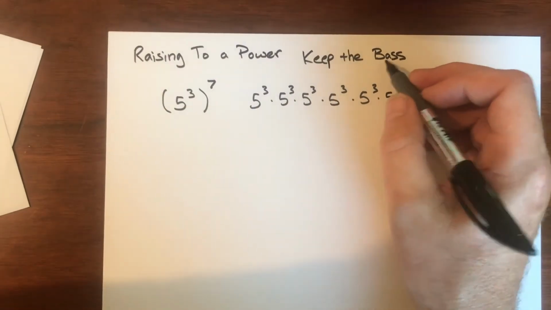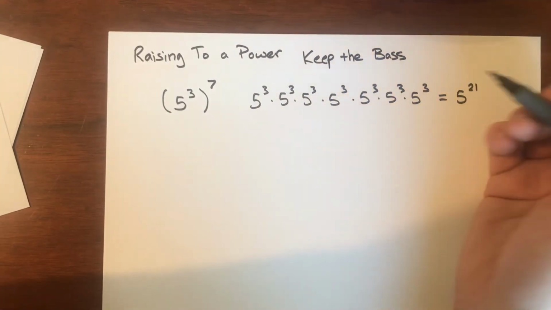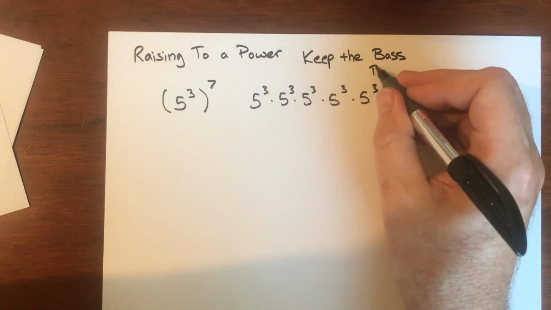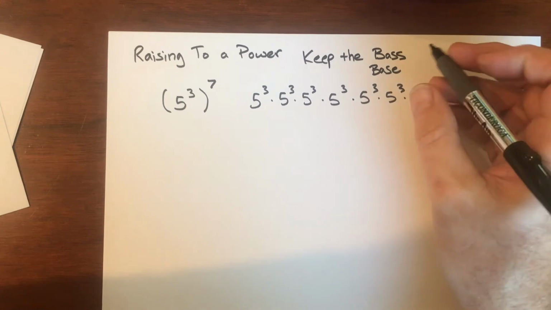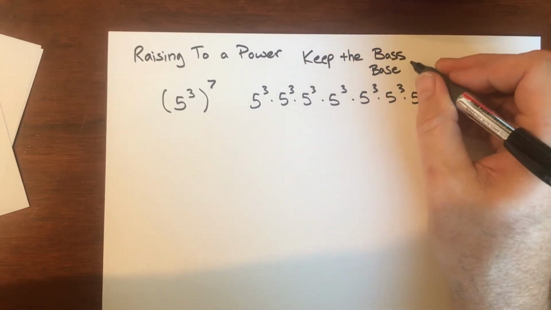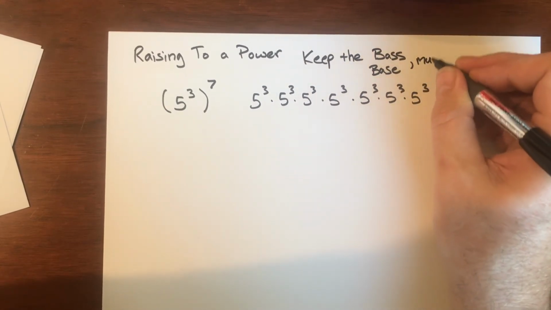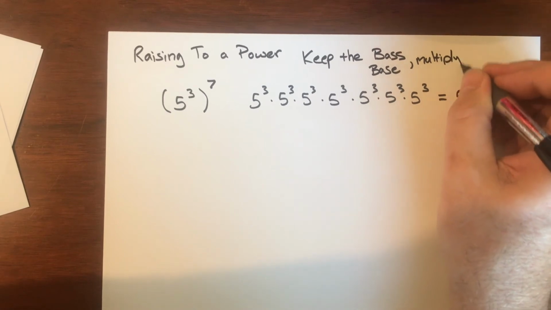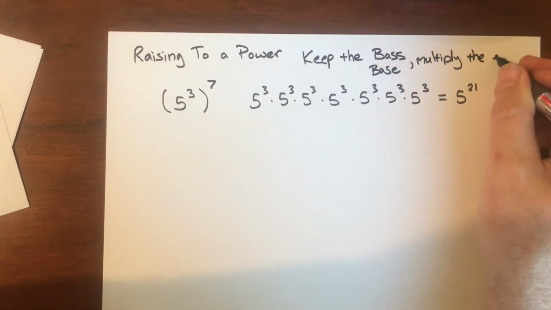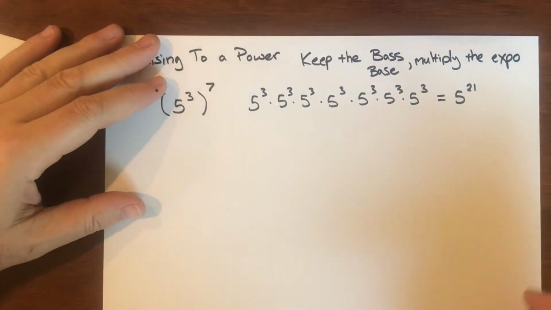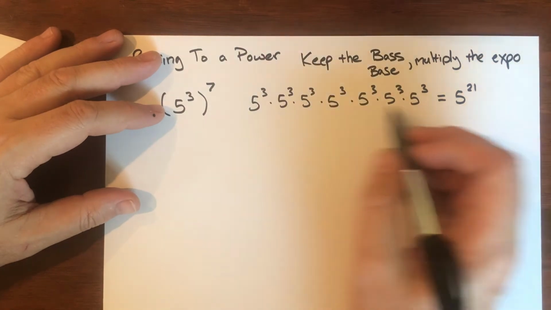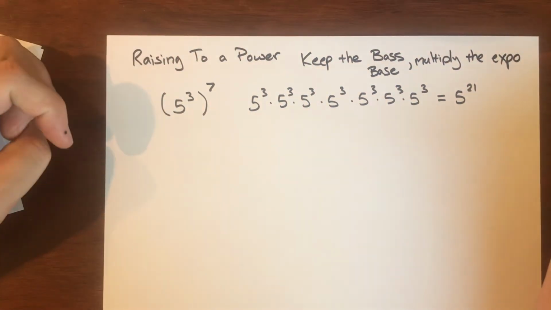That's the wrong kind of base, isn't it? Yeah, keep the base, not the bass, but it's all about the base. Keep the base and multiply the exponents. I'm just going to write expo for exponents. Okay? So, of course, it can be a variable. It can be a number. I'm throwing a lot of variables around.